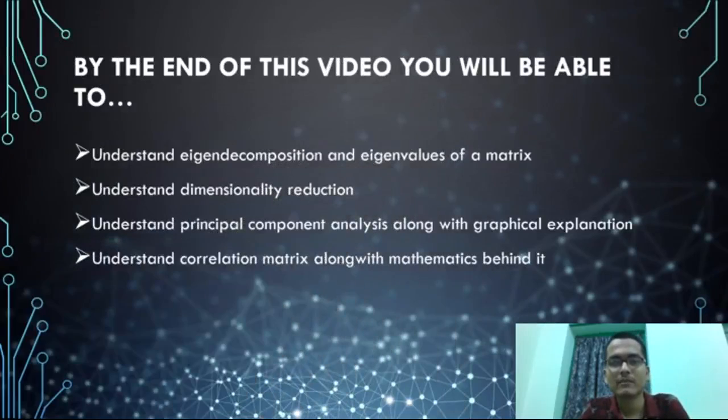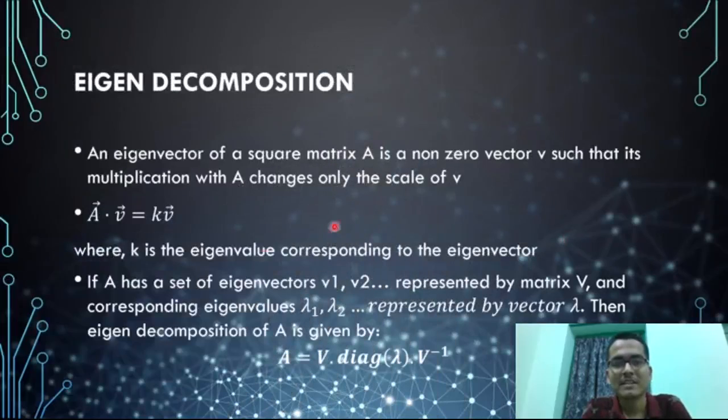By the end of this video, you will be able to understand eigen decomposition and eigenvalues of a matrix. You need to know this to understand the mathematics behind it and understand dimensionality reduction. Principal component analysis is nothing but one of the methods to do dimensionality reduction, and you will also understand the correlation matrix along with the mathematics behind it. So let's see what eigen decomposition is.